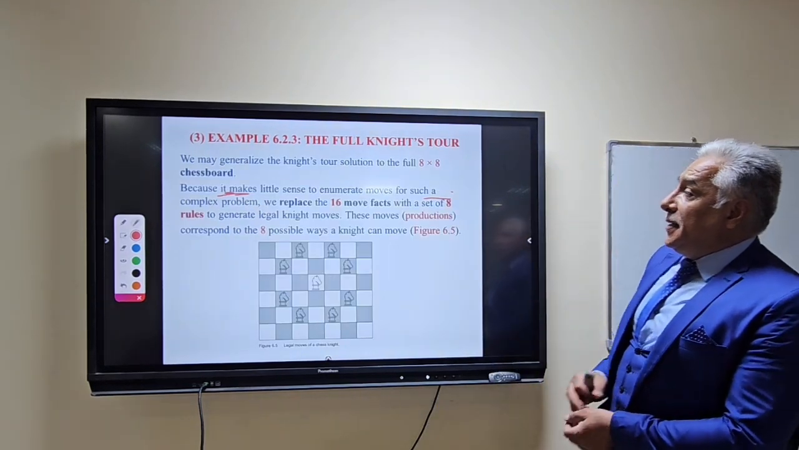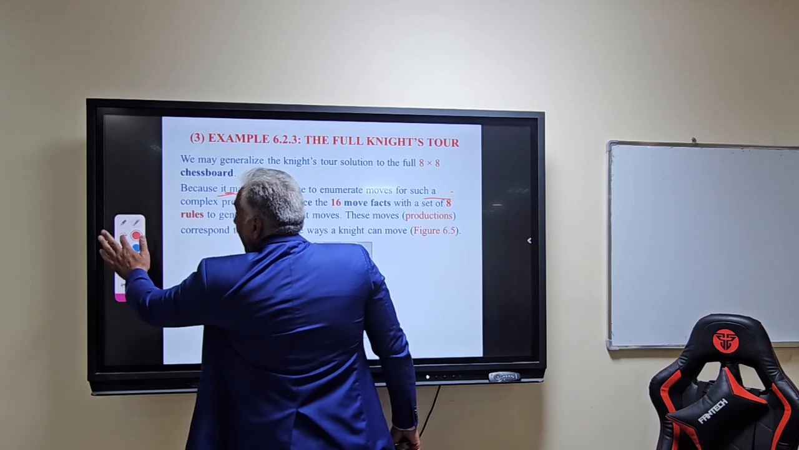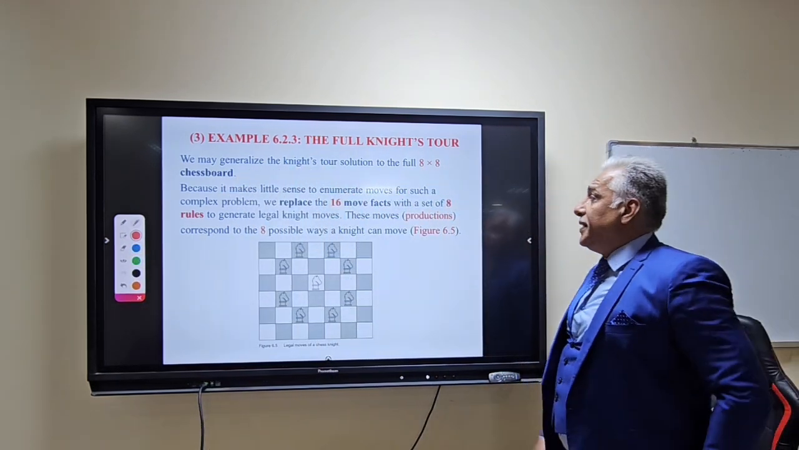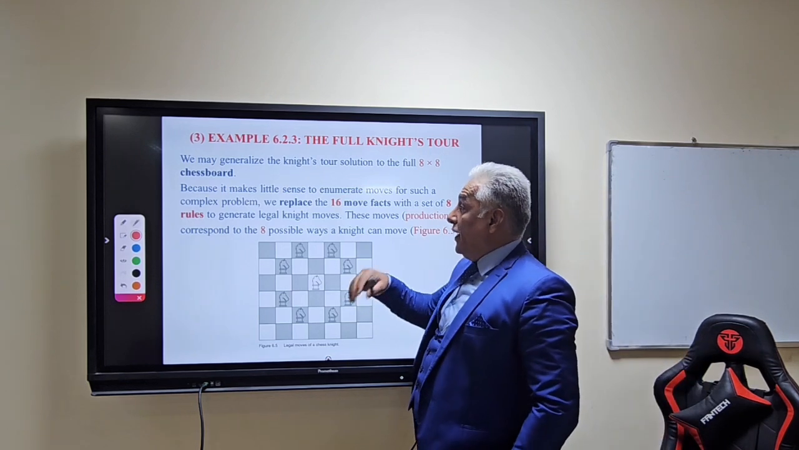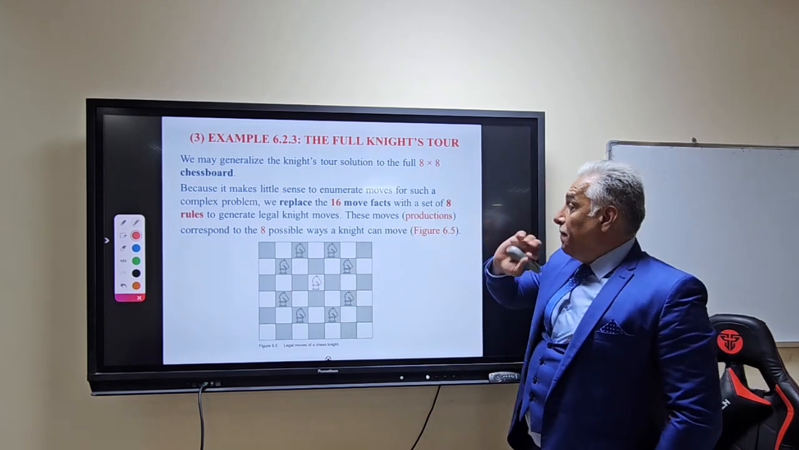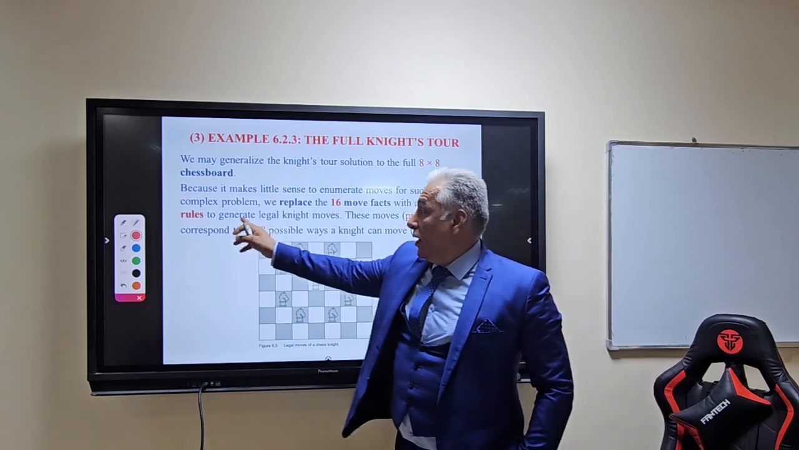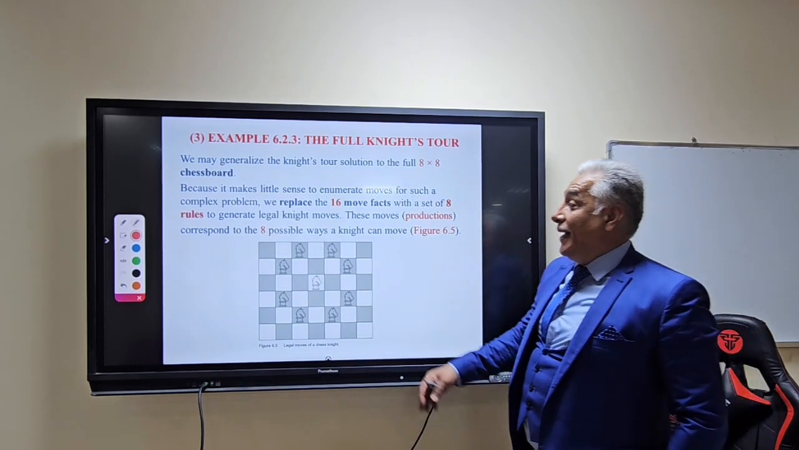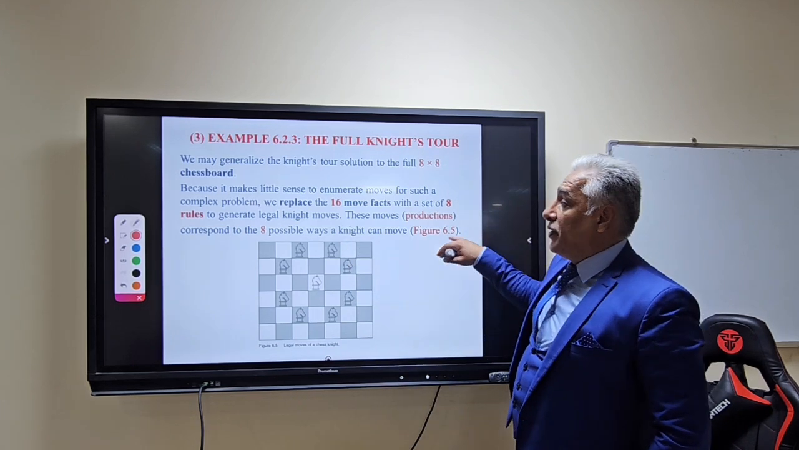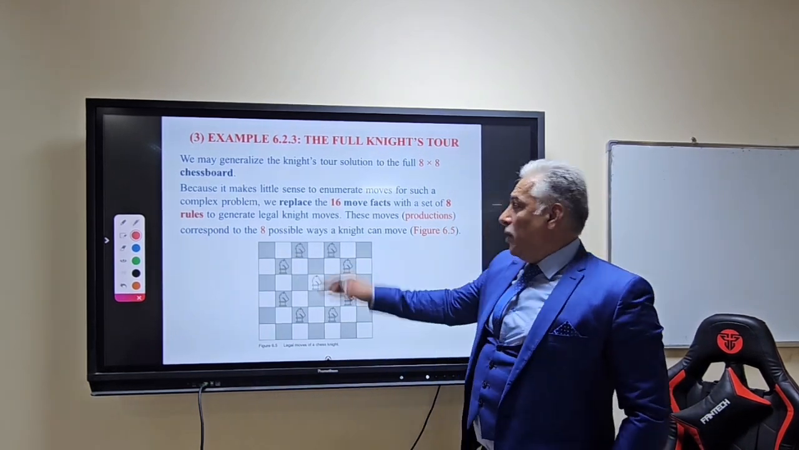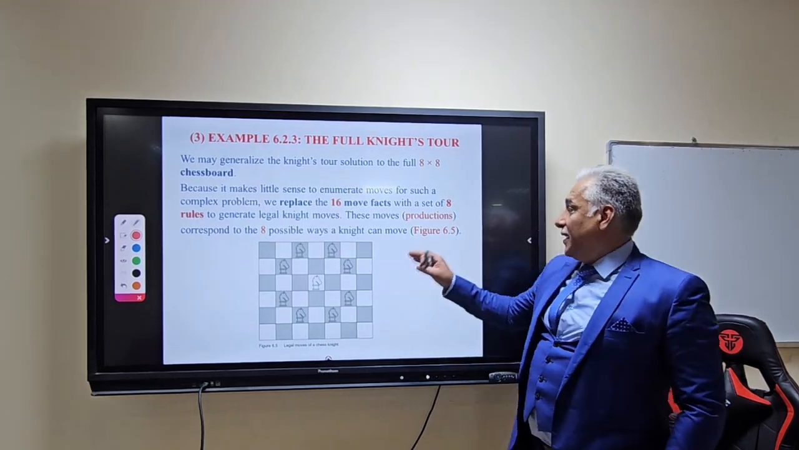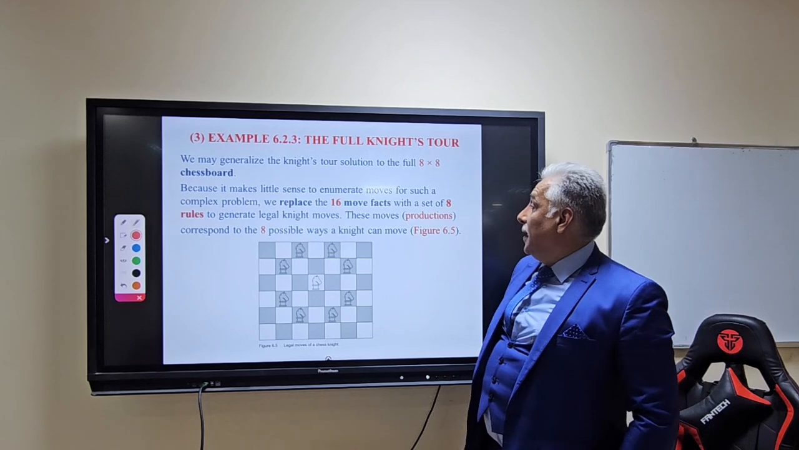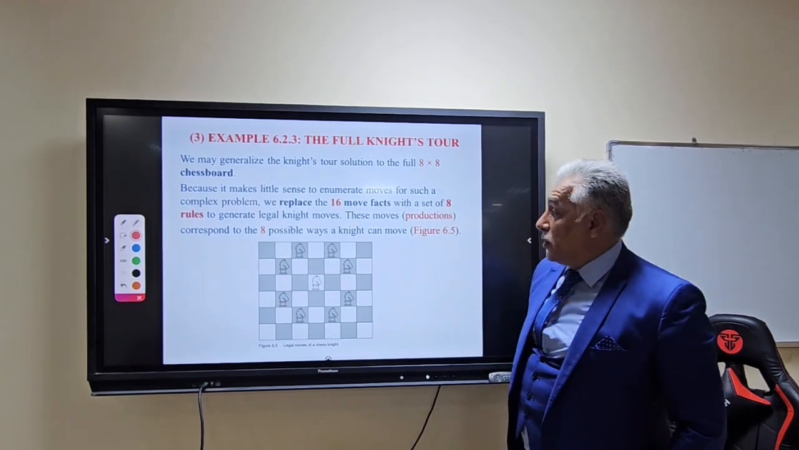We may generalize the knight's tour solution to the 8x8 chessboard, because it makes little sense to enumerate moves for such a complex problem. We replace the move part with a set of 8 rules to generate the legal knight moves. These move predicates correspond to the 8 possible ways a knight can move, as in figure 6.5.